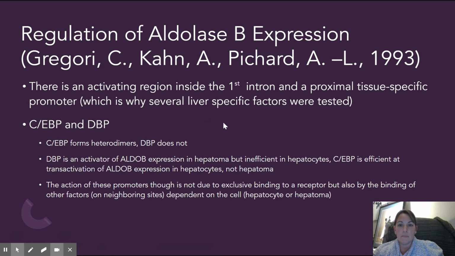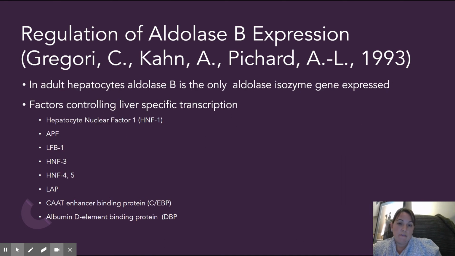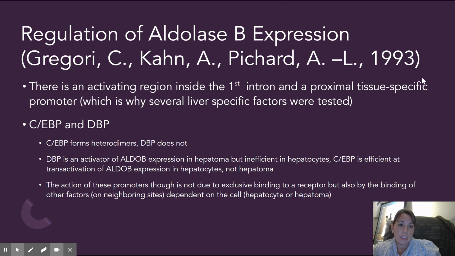So let's talk a little bit about the ALDO-B gene. There's an activating region inside the first intron and then a proximal tissue-specific promoter. This tissue-specific promoter, which is, of course, specific to the liver, because that's where aldolase B is being expressed, is why several liver-specific factors were tested. All of these liver-specific factors were tested because of this region in the aldolase B gene. They wanted to test the effects of all of these factors that were known to act on liver-specific tissues, to see if they would in fact affect the ALDO-B gene expression.